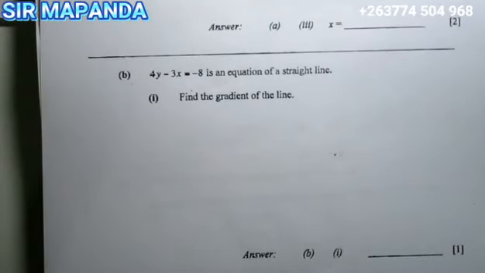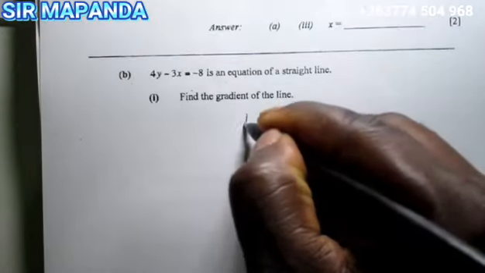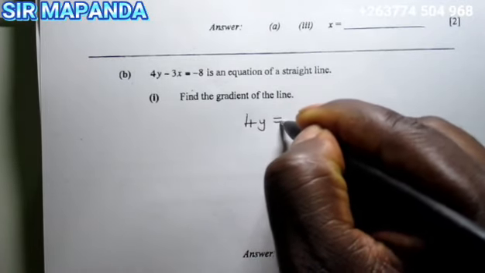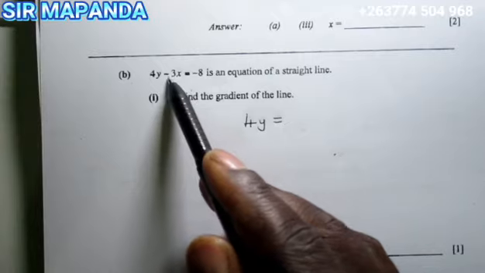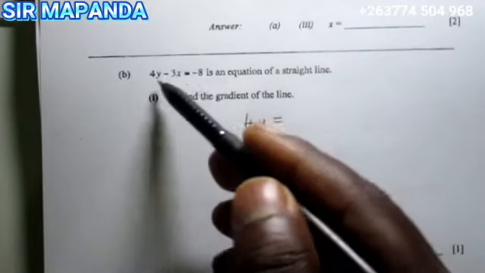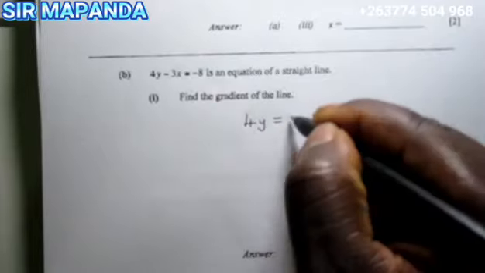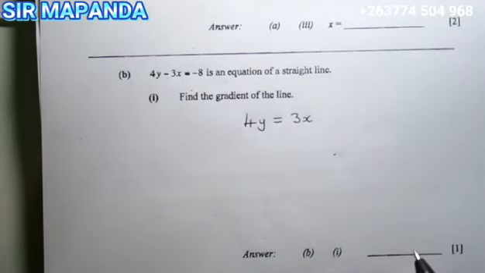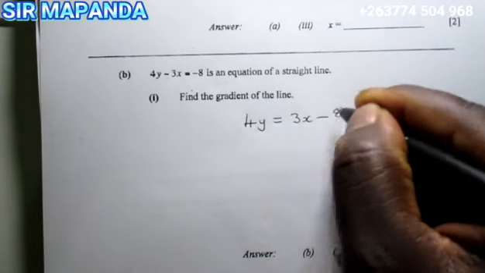Question number 4b, it reads, 4y minus 3x is equal to minus 8 is an equation of a straight line. Find the gradient of the line. So what you need to understand is the gradient of the line is the coefficient of x when y is made the subject of the formula. So you have to remove all terms which are not in y, place them to the right side. So if minus 3x is moved to the right side, it becomes positive 3x. Then you have negative 8, which is there already.